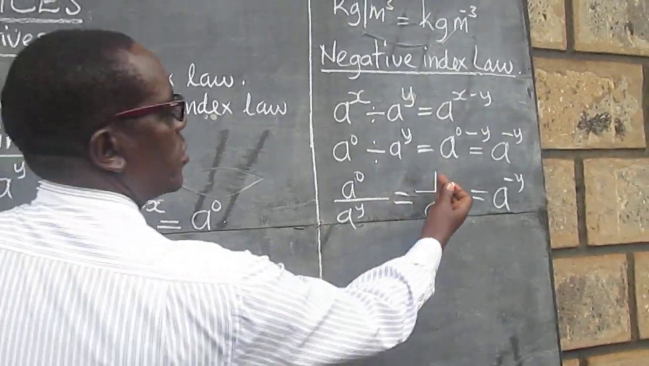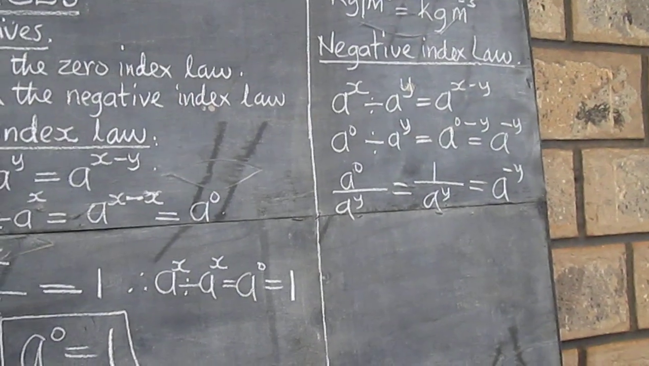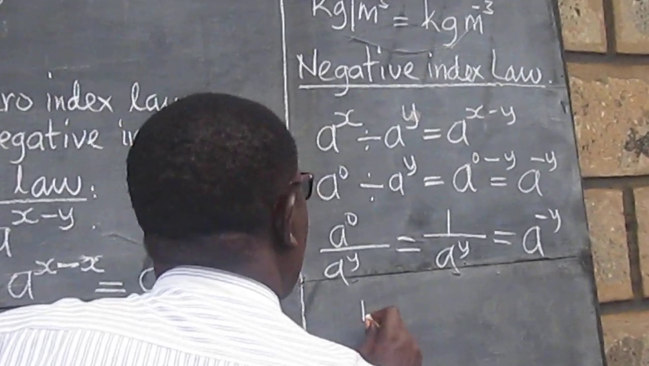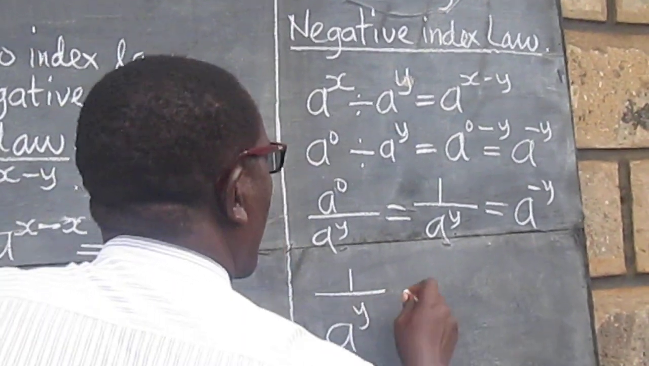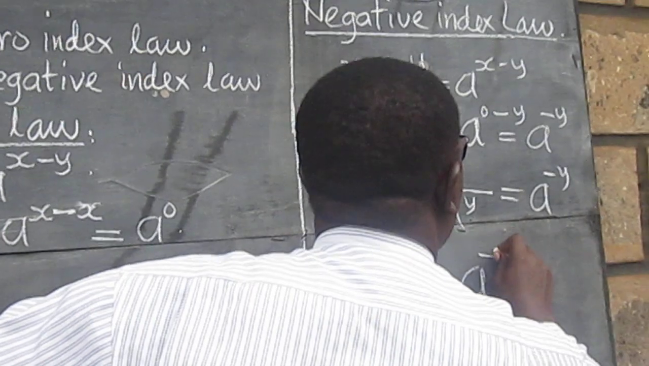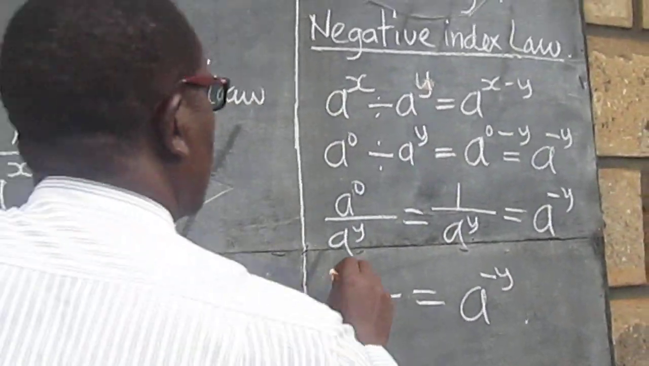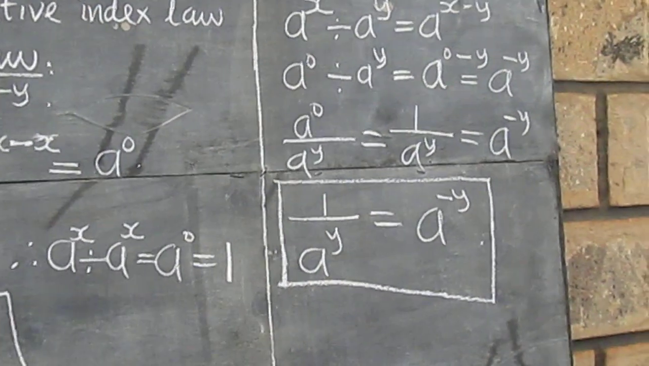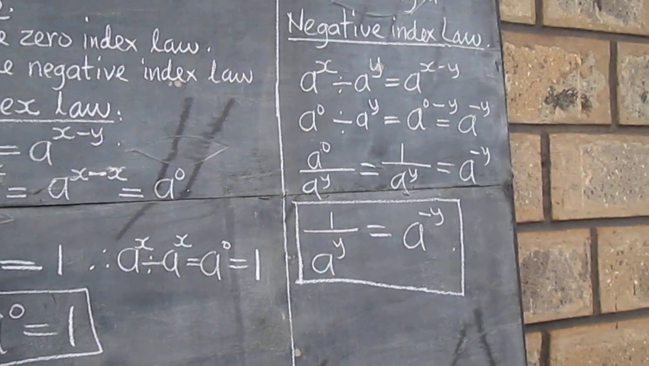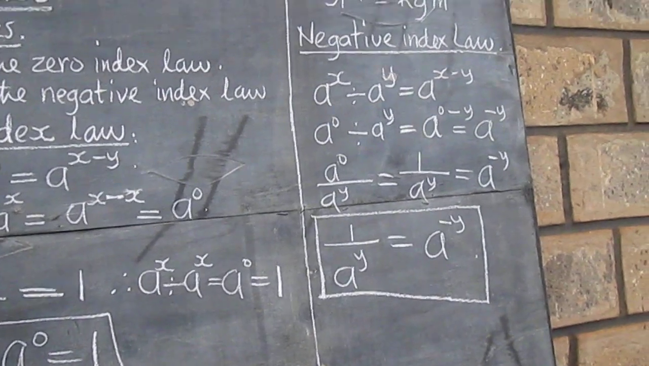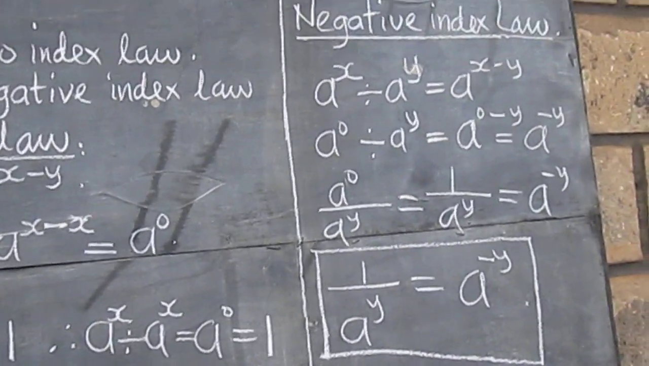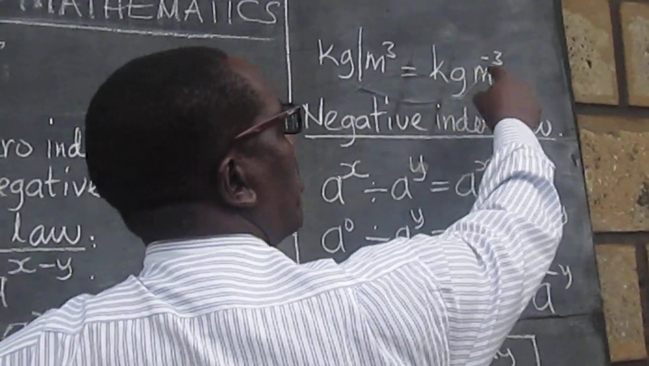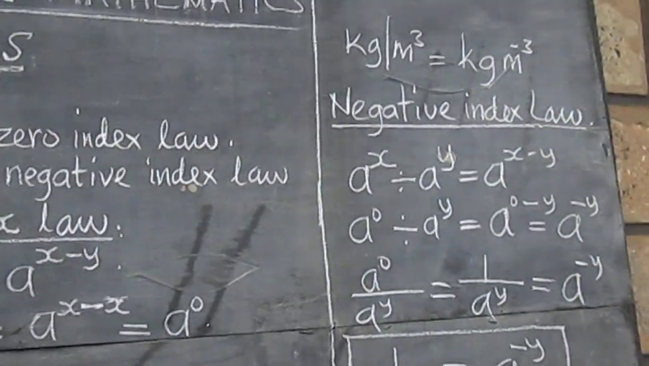If we take these last two, we will get now what we call the negative index law. That 1 over a raised to y is equal to a raised to negative y. So whenever we see a number raised to a negative index, it also means 1 over. And that's why kilogram per meter cubed becomes kilogram meter raised to negative 3.